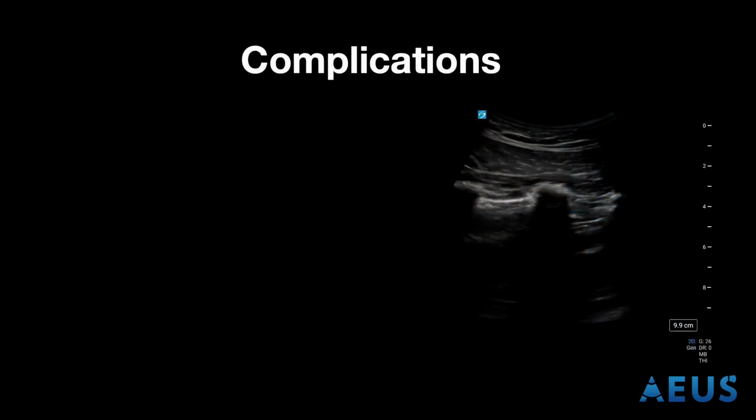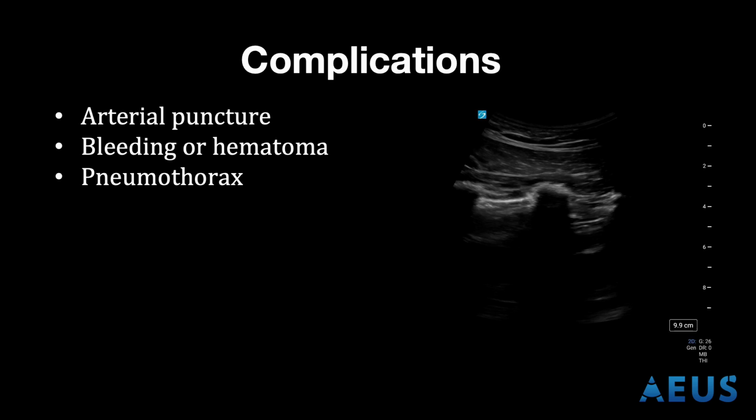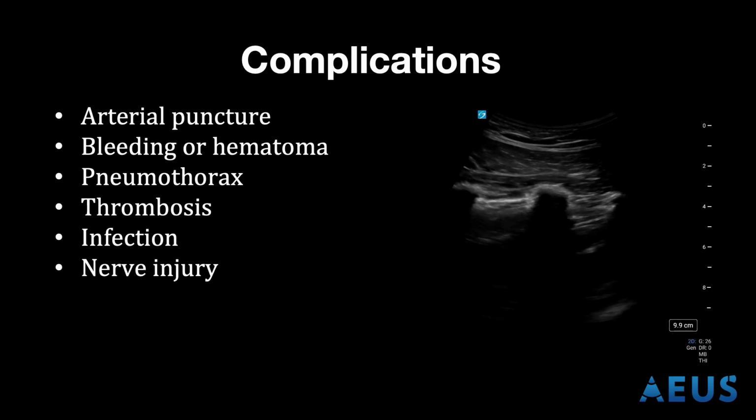Okay, there are some complications to consider or to be mindful of before your central line is placed. And being mindful of these complications can help you avoid them during your placement procedure. Arterial puncture, bleeding or hematoma, pneumothorax, especially if the central line is being placed in the internal jugular or subclavian veins, thrombosis or clot, which usually follows in the days after central line placement, infection, and much more rare nerve injury. So let's go over the kit.